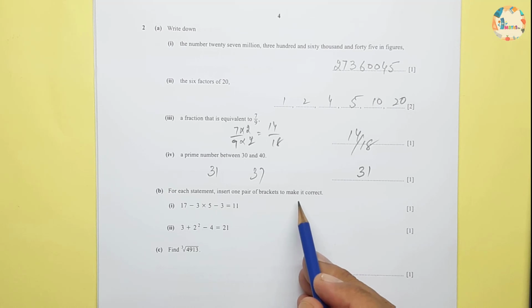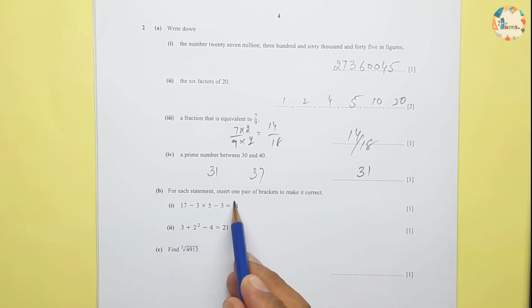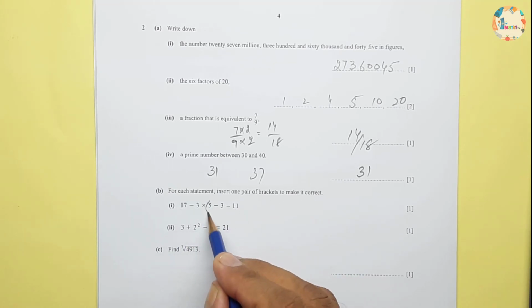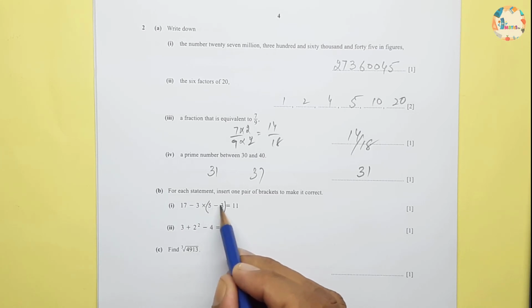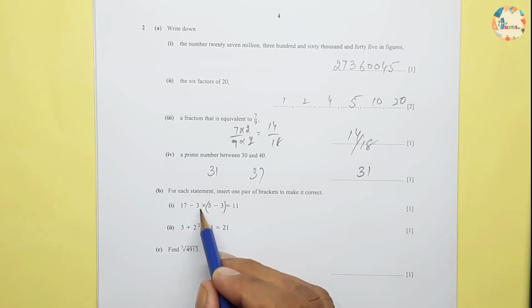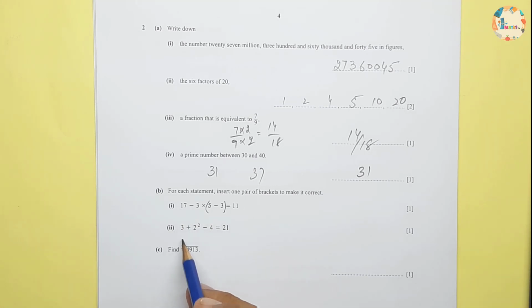For each statement, insert one pair of brackets to make it correct. So this should be equal to 11. If we put brackets over here, this will be 5 minus 3 will be 2. 2 into minus 3 will be minus 6, and then will be 11. So similarly for this one, we need 21. If we put brackets over here, then this will be 3 plus 2 will be 5. 5 square will be 25. 25 minus 4 will be 21.